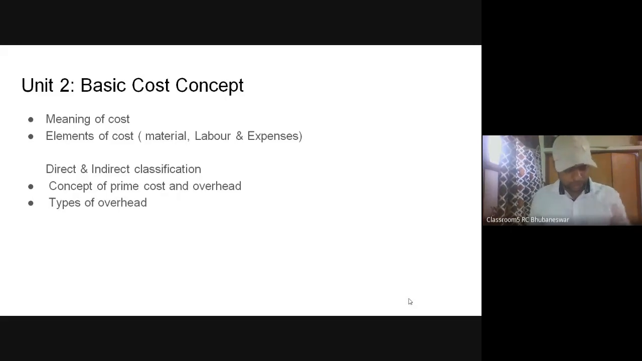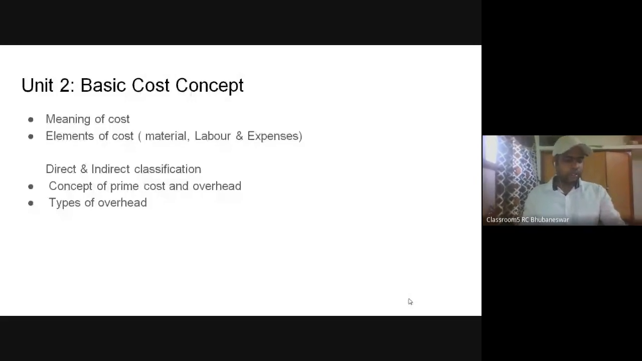Cost concept means the concept of cost, its meaning, classification of cost, then elements of cost, then how to prepare a cost sheet which is known as a statement of cost and profit. All these are to be taught to you under this particular unit. So I'm discussing or starting from the first one. So the meaning of cost.